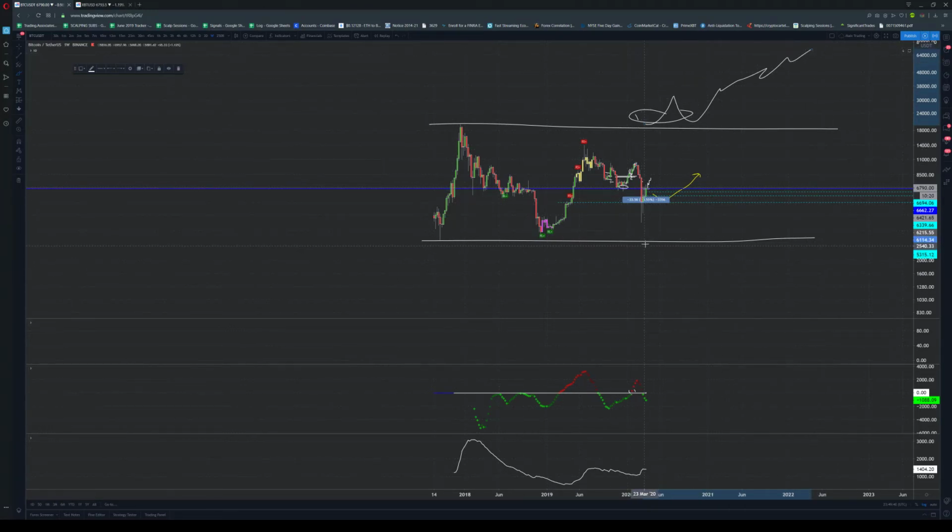Same thing down here. We break it down here, Bitcoin starts going down to three digits or $1,000 or something like that. You're going to be looking to the left, looking to short resistance retests that are never going to happen, and you're going to be out of the market.